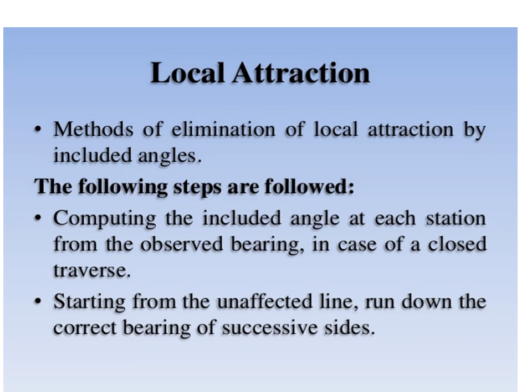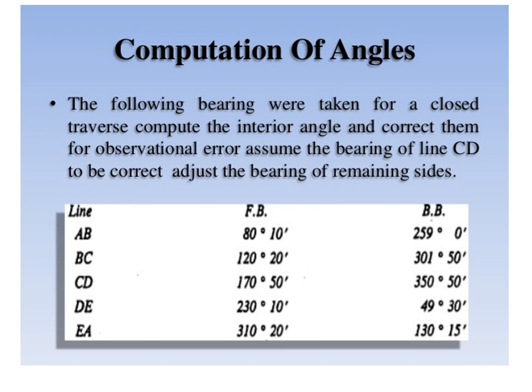So in this slide we are going to see the method how to eliminate the local attraction by included angles. The following steps are followed. First, computing the included angle at each station from the observed bearing in case of closed traverse. Starting from the unaffected line, run down the correct bearing of successive sides. And then we will see the problem on computation of angles.